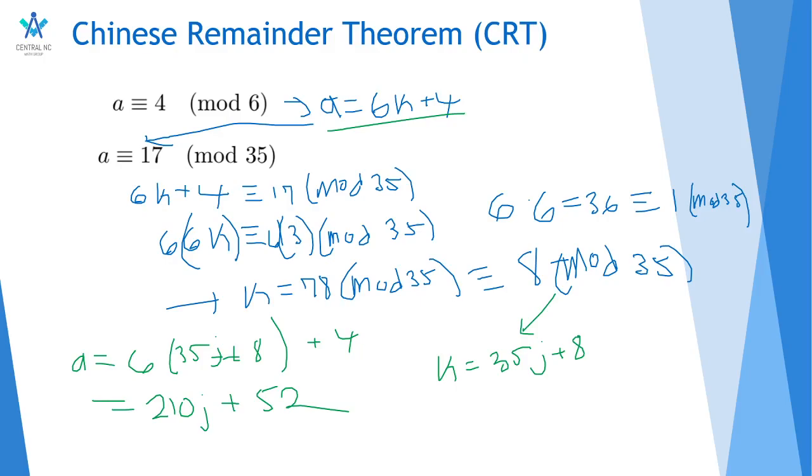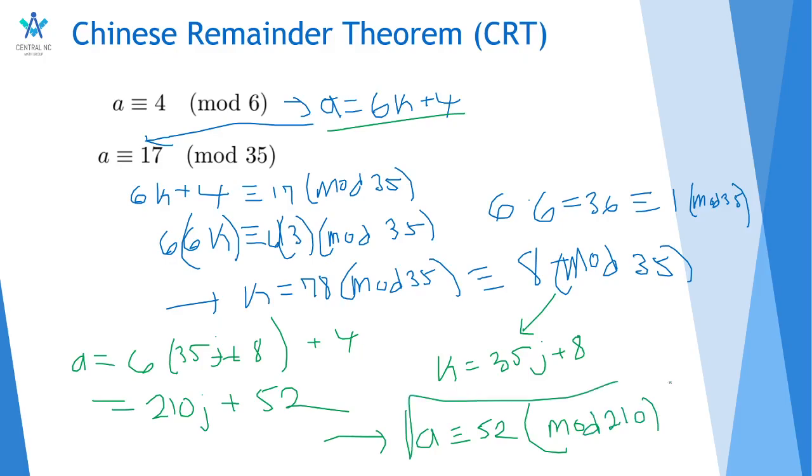And we can convert this back to congruence, and that is just A is congruent to 52 mod 210. So as you can see, the Chinese remainder theorem can help us solve these systems with congruences. And so let's move on to see how they can help us solve some problems.